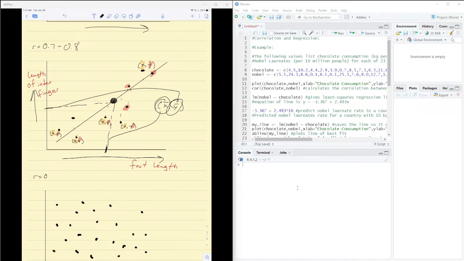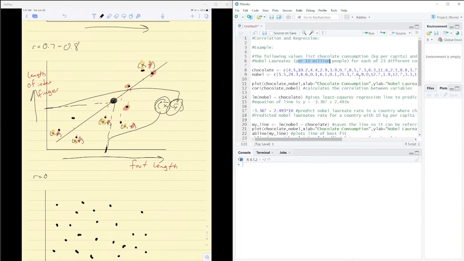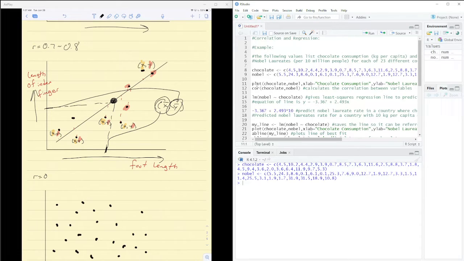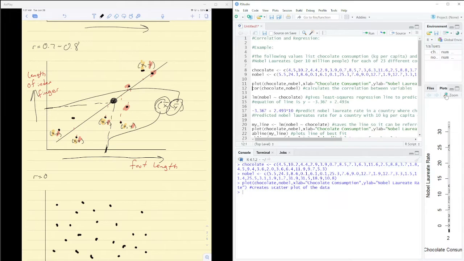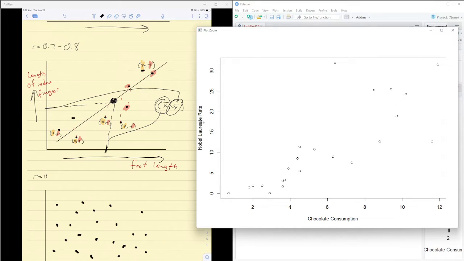So let's move to R to work through some of these examples. We're looking at chocolate consumption per capita and the number of Nobel laureates per 10 million people for 23 countries. So here are the values: chocolate consumption per capita, Nobel laureates. And first, let's make a plot. It's scrunched up, so let's zoom in. Chocolate consumption on the x-axis, Nobel laureate rate on the y-axis. We do kind of see a trend. Generally, as chocolate consumption increases, Nobel laureate rate increases.